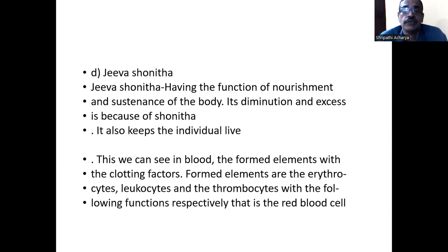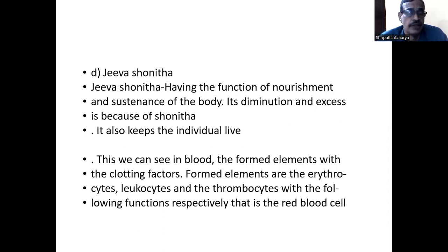The fourth one is Jivashonita. Jivashonita has the function of nourishment and sustenance of the body. Its diminution and excess is because of Shonita. It also keeps the individual alive. This you can see in the blood formed elements with the clotting factors.